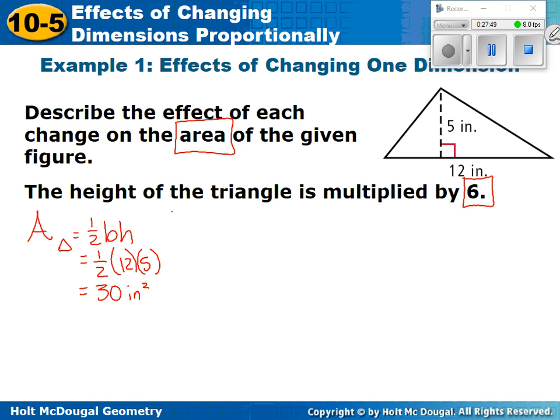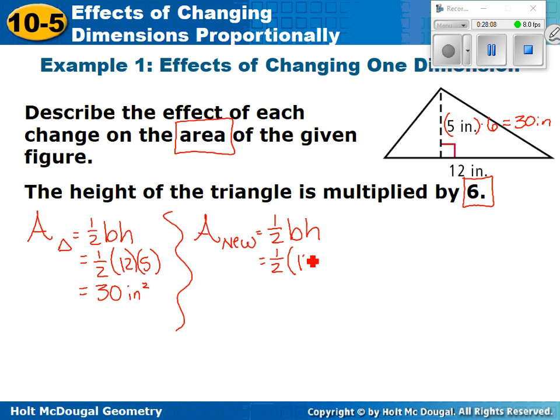Okay. Then it says multiply the height by 6. So now my height's no longer going to be 5. What's 5 times 6? 30. So now my height is 30 inches. So then you'll find the area of your new triangle. It's still 1/2 base times height. Your base is still 12, but your height is now what? 30. What's half of 12? And what's 6 times 30? 180.